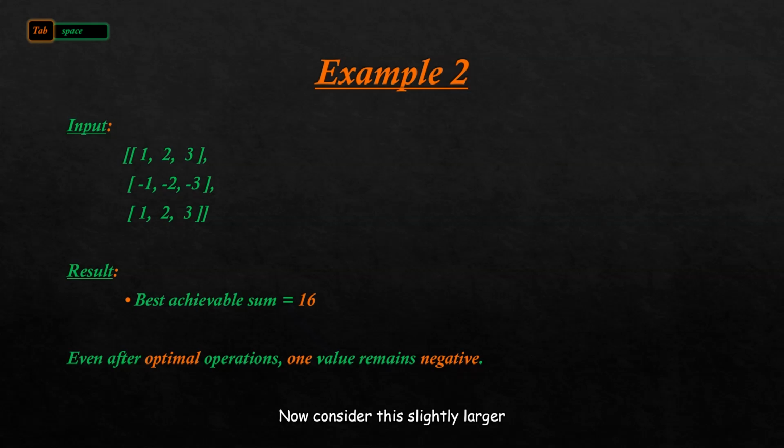Now consider a slightly larger example. Here the matrix has a middle row entirely negative, while the top and bottom rows are positive. Even after applying operations optimally, we find that one negative value must remain. The maximum sum we can achieve in this case is 16, not the sum of all absolute values. This example introduces an important limitation that we must understand mathematically.